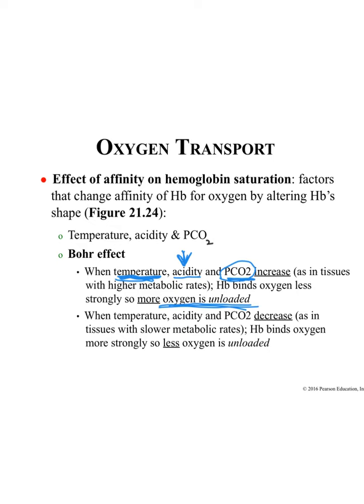So when temperature, the acidity, or PCO2 are decreased, you're going to see the opposite effect. Hemoglobin binds to oxygen more strongly, so less is unloaded, and we're loading more up in the alveoli, so you're having more saturation.